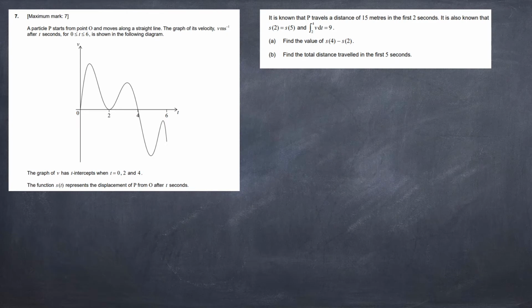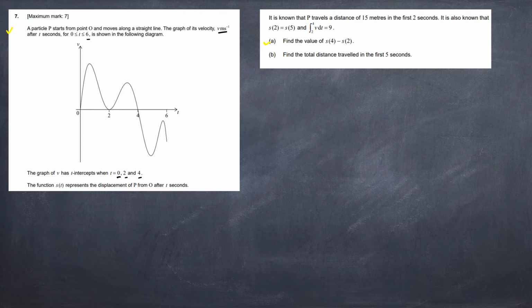So the 7th question and the first problem is: a particle P starts from point O and moves along a straight line. The graph of its velocity v meters per second after t seconds, for 0 ≤ t ≤ 6, is shown in the following diagram. The graph of v has t-intercepts when t equals 0, 2 and 4.